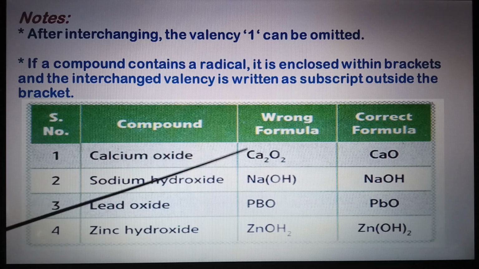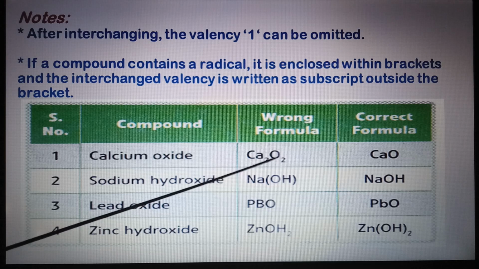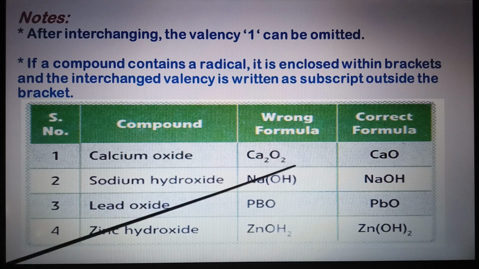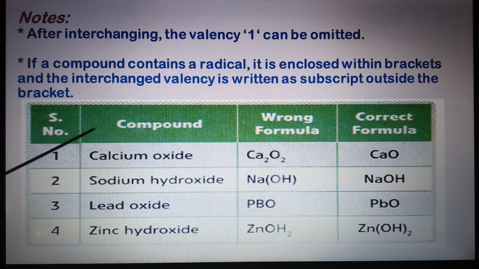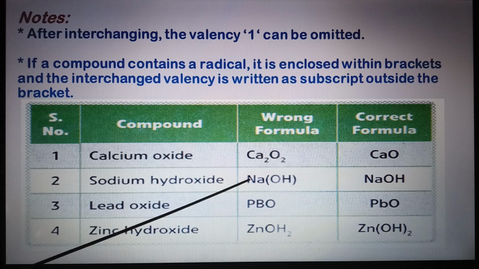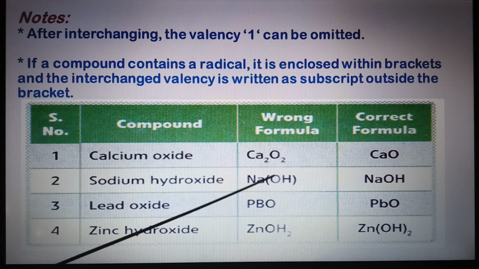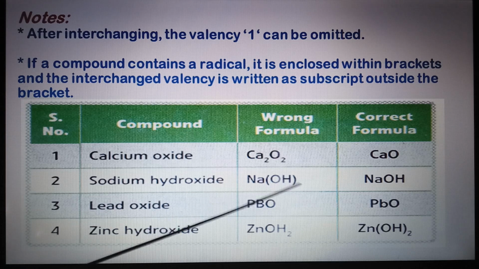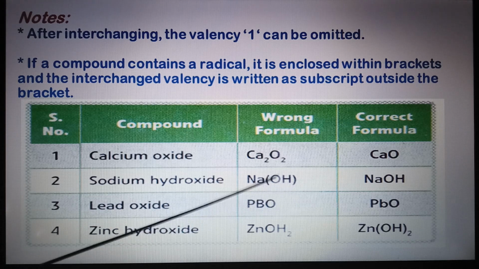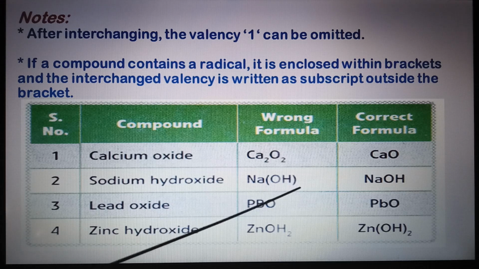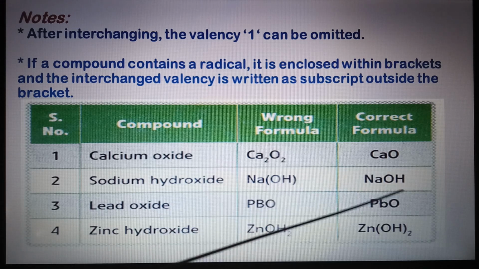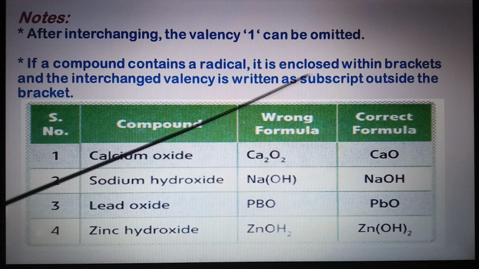Calcium oxide: calcium valency is 2, oxygen valency is 2. So we are cutting this because both are divisible by the common number, and hence CaO is the correct formula. Sodium hydroxide: sodium valency is 1, hydroxide, the hydroxyl ion, here we are putting a bracket because it has more than one atom. Both have valency 1, 1, hence it gets cancelled, and even when there is no number outside the bracket, or if it is 1, we can remove the bracket and directly write the formula, that is NaOH.